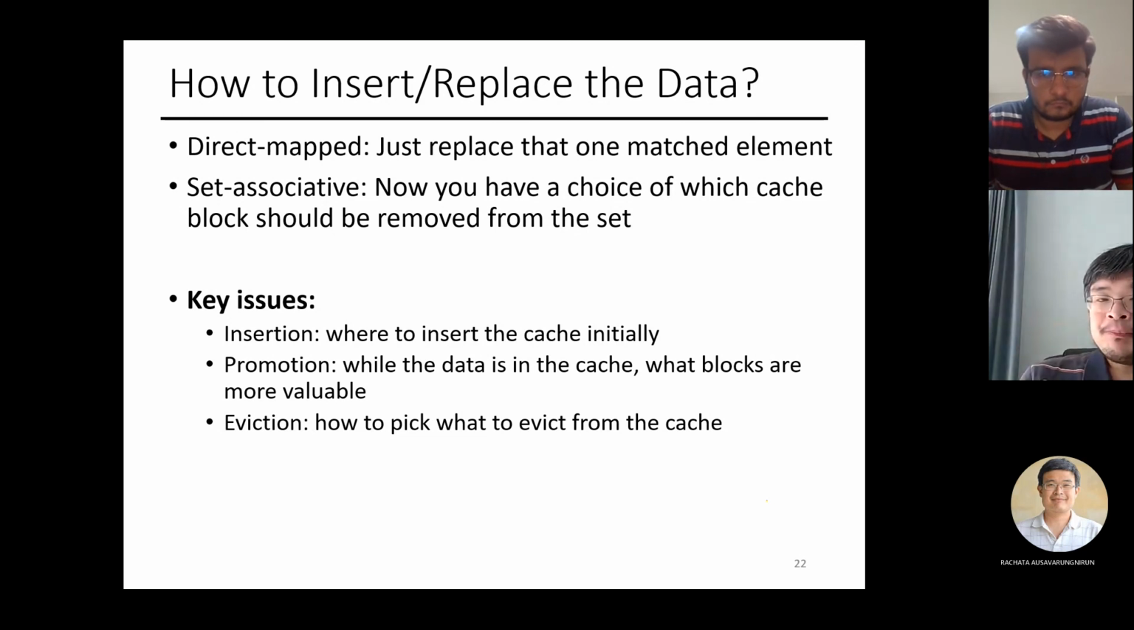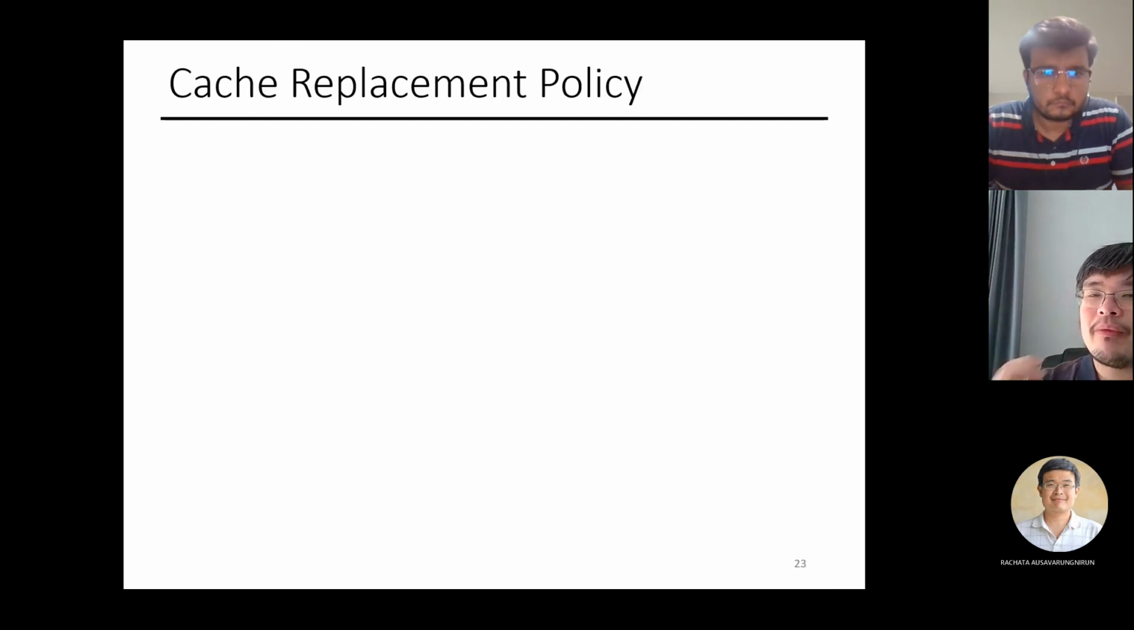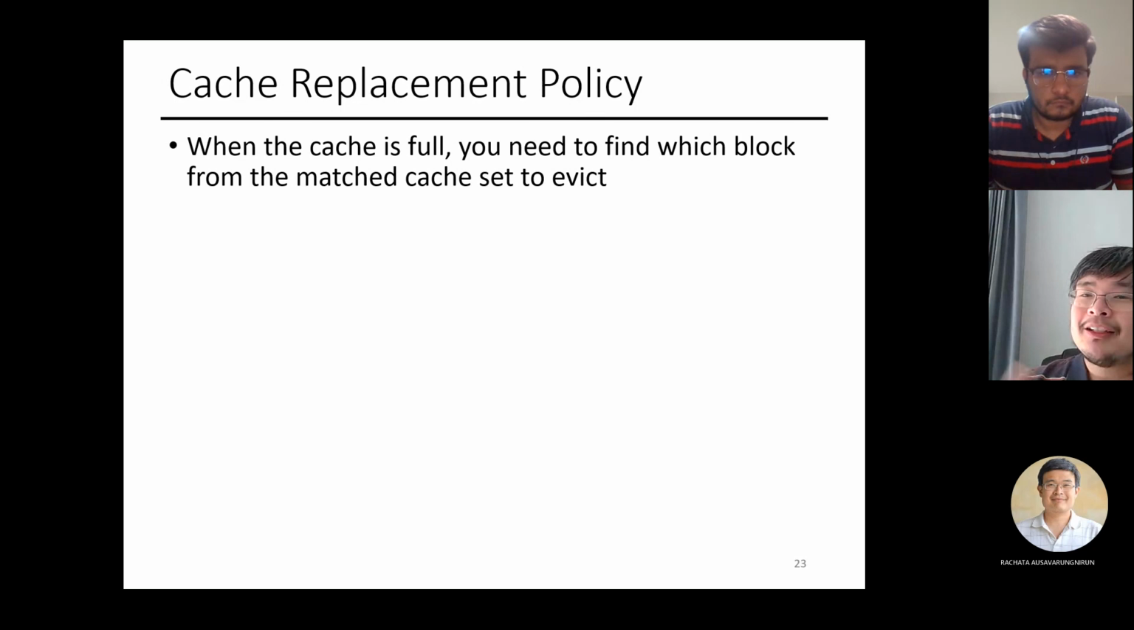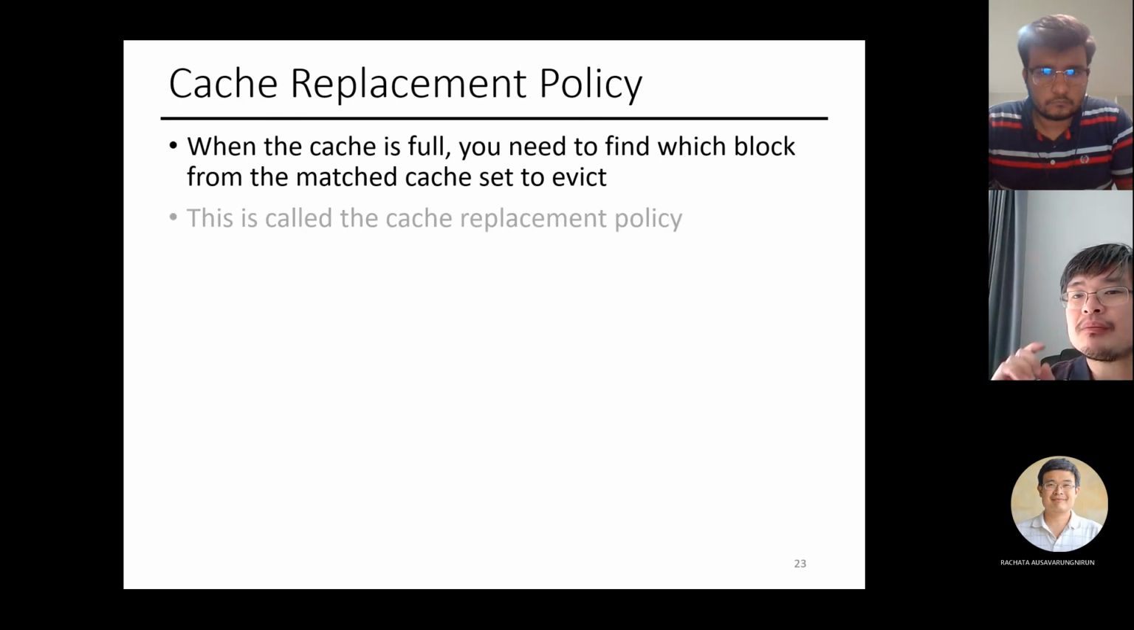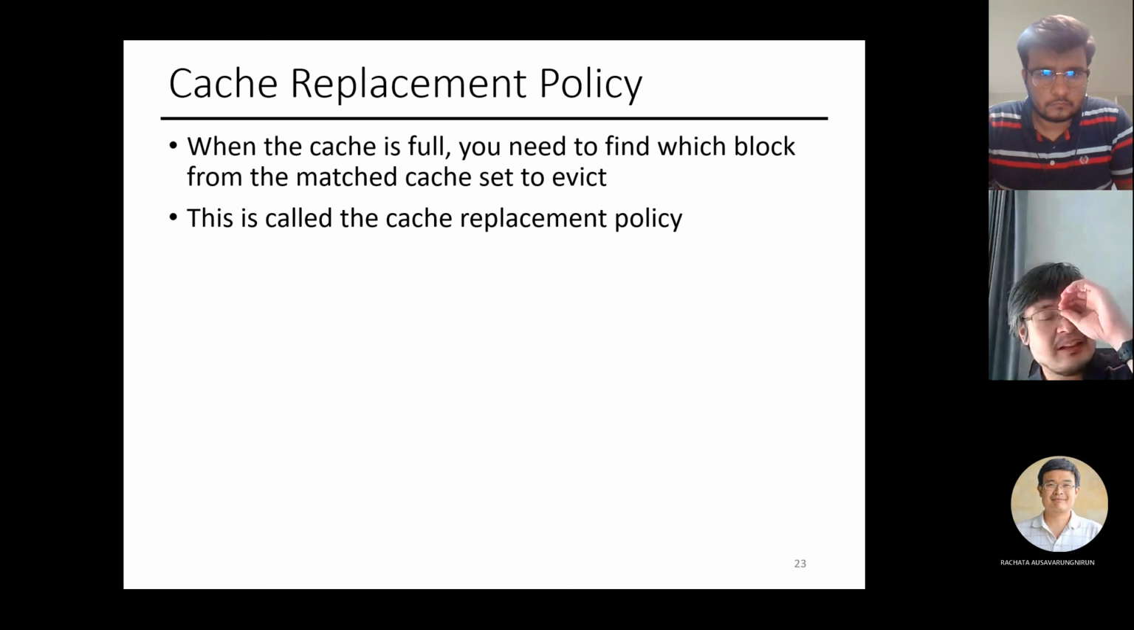The last thing is eviction. If you want to replace something, you have a bunch of choices. So what do you do? The last bullet point is what I'm going to start with on the next slide, which is what we call the cache replacement policy. When the cache is full, you need to find out which block to remove, and this is called the cache replacement policy. And what might be a good idea? What might be a good policy for us to try? Can you think of some policy that would be useful?